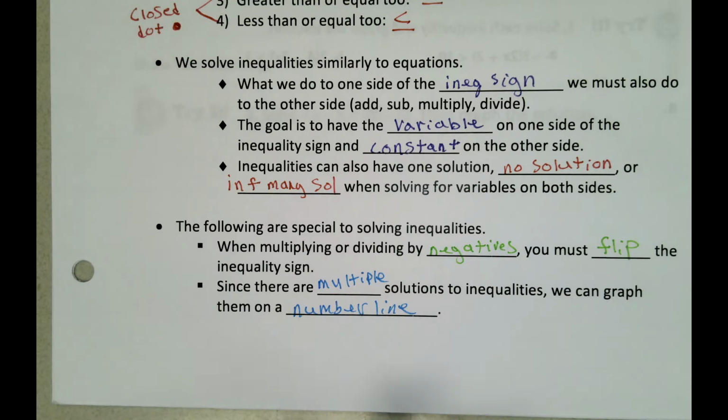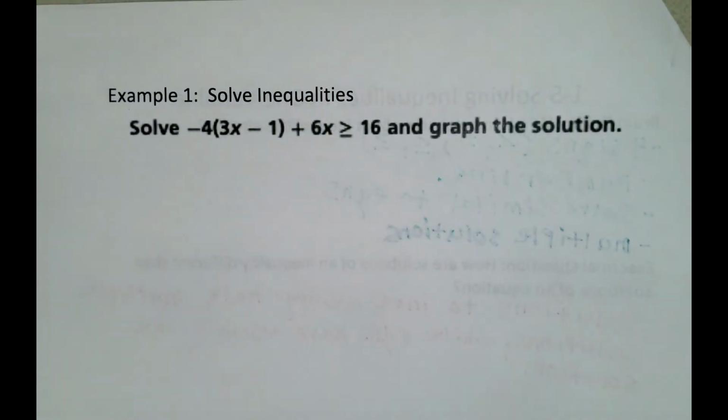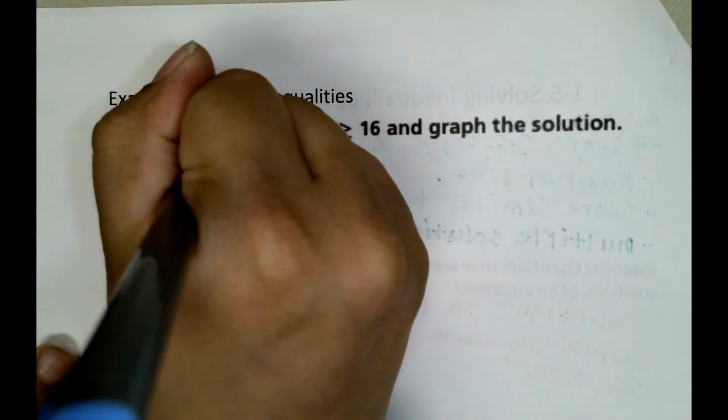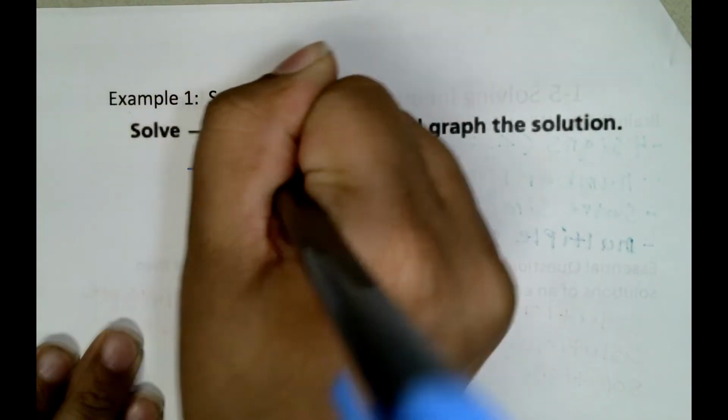I'm going to write over here, flip sign by negative. Very important. And then I'm going to highlight it because we have to see that we have to flip our sign. Okay? So graphing.